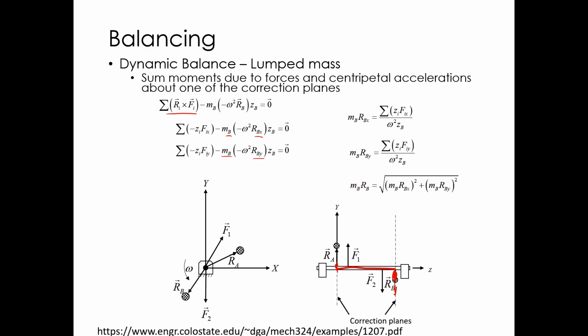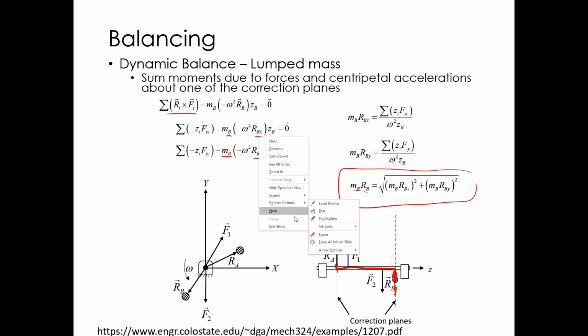Likewise, we're going to take the magnitude equation. RB is the square root of RBX squared plus RBY squared. Multiply both sides by the mass of the B balancing weight, and I get this equation that lets me, given a value for RB, solve for the mass of the B balancing weight.